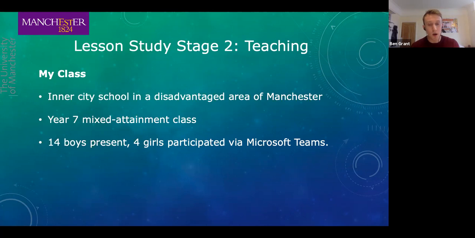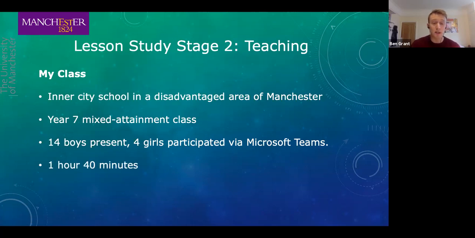And just a side note on that, in the school that I was in, to get half of the pupils who'd isolated attending via Teams was considered a really good result. So that just shows how much a lot of these disadvantaged pupils are missing out when schools are closed.